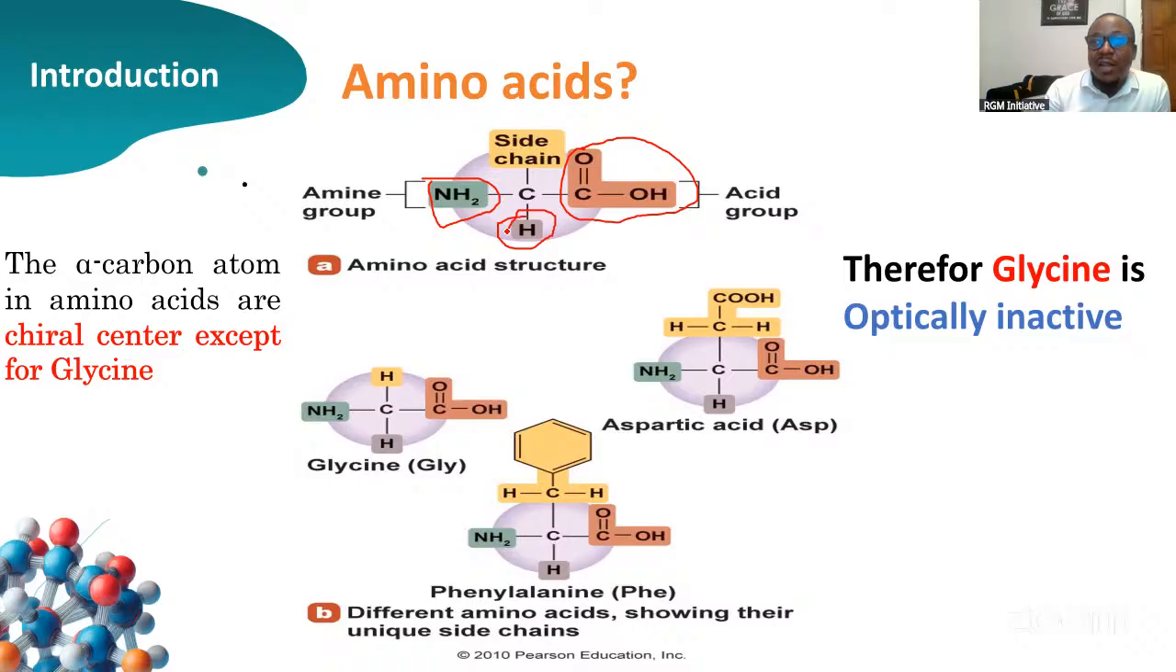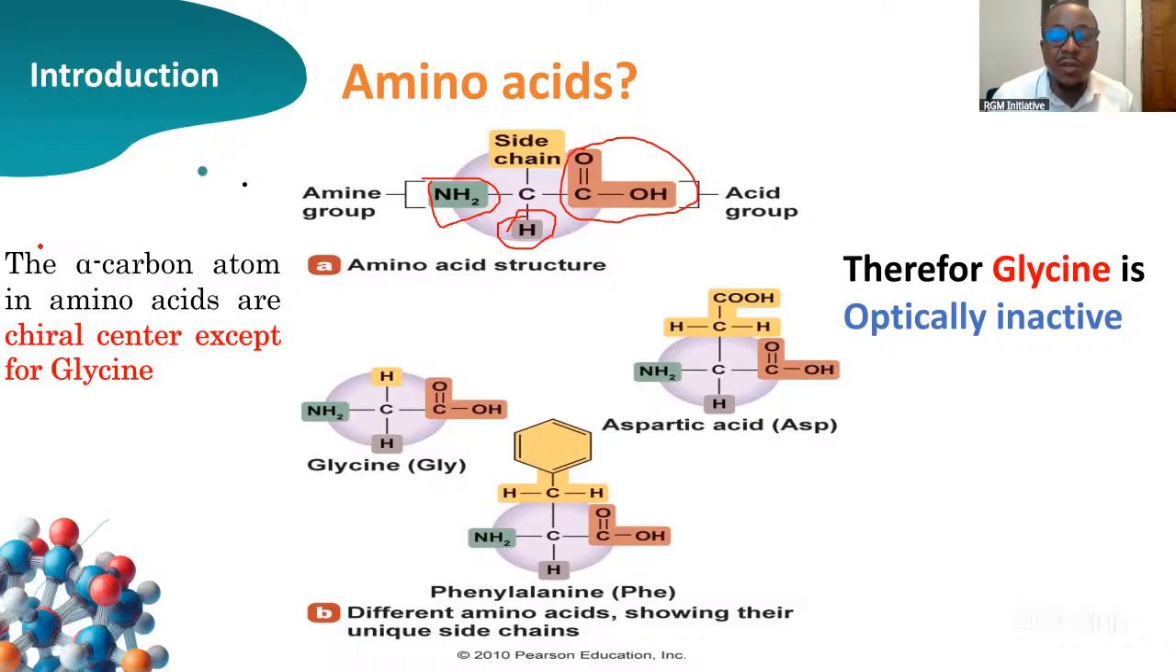Proline is the only one that has a different name. Others are called amino acids, but proline is referred to as an imino acid instead.